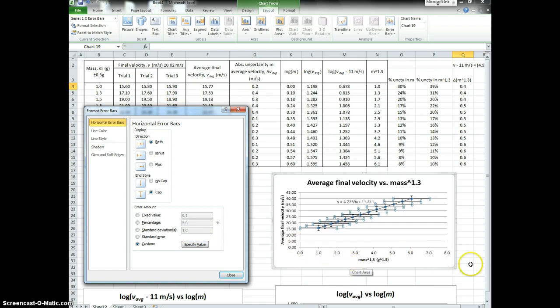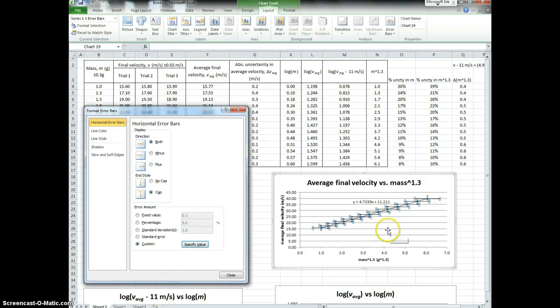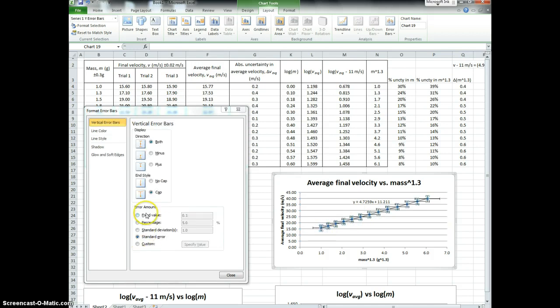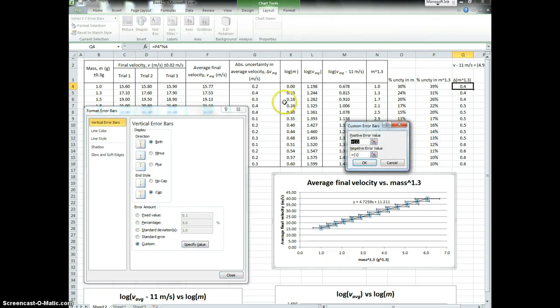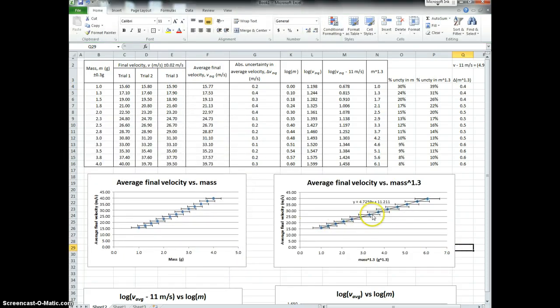That tells me, the horizontal error bars tell me the uncertainty in the mass to the 1.3. So it's custom, it's specify value. It's this. That's how much uncertainty there is in the mass to the 1.3. And likewise, it's this. And again, Excel instantly pairs this uncertainty, each value, with the appropriate data point. So now those are my error bars, but I have to go and fix my vertical error bars because those got messed up. So the value for these is what I have here. That's the uncertainty in delta V, in V average. And I hit close. So those are some kind of big error bars, right?